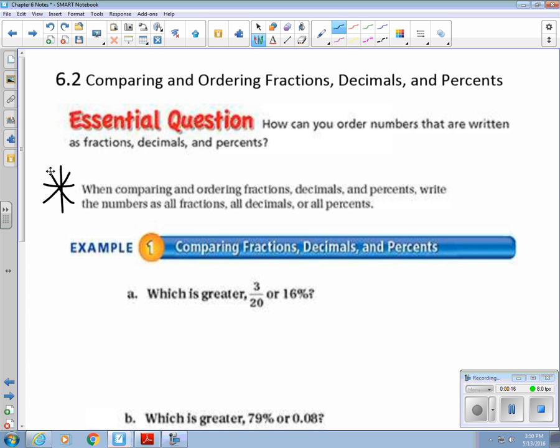When comparing and ordering fractions, decimals, and percents, write all of the numbers as all fractions, or all decimals, or all percents. But here's what I want you to do. I want you to rewrite everything as decimals, because that's going to make this simpler for you.